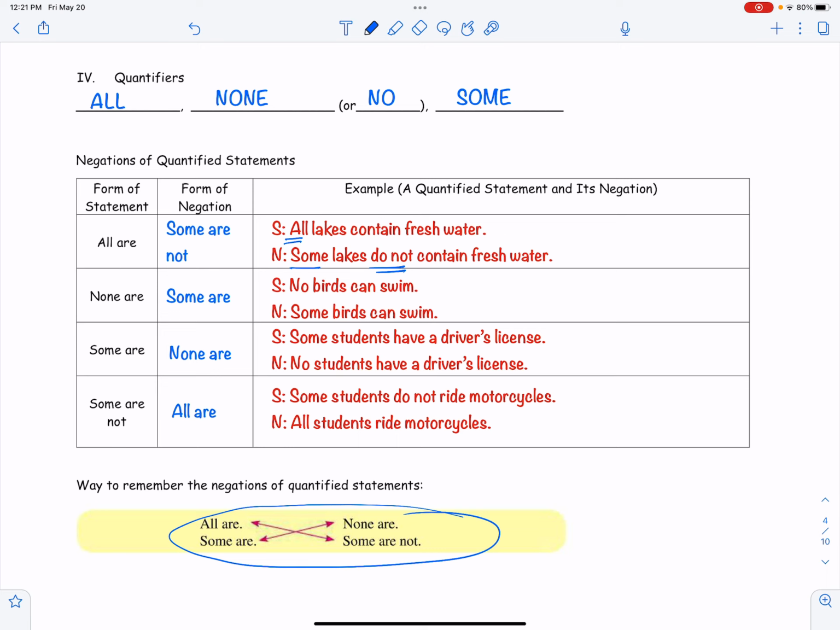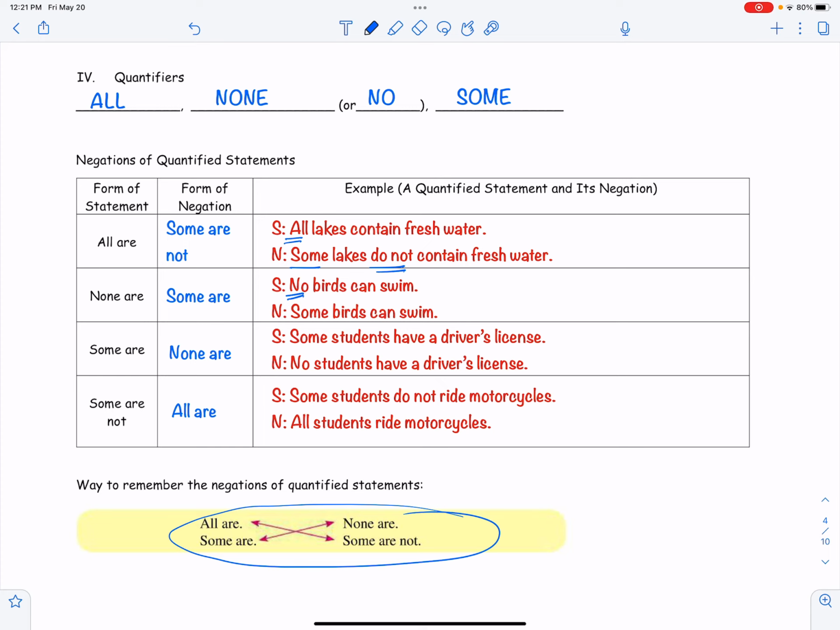For the other extreme on the quantifier, if we have a statement that says none or no are, the negation of that is not all, because again, there's leeway in between, one or two, so the negation would be that some are. So if the example statement says no birds can swim, the negation is not all birds can swim, because there's an in-between. It might be one or two different types of birds. So the negation of no birds can swim is that some birds can swim.